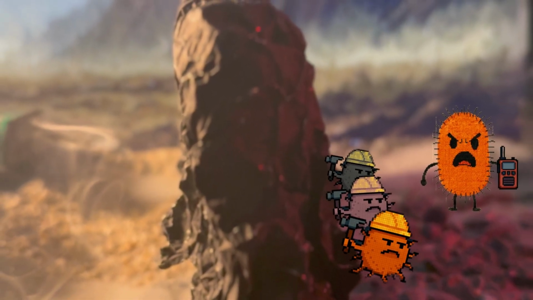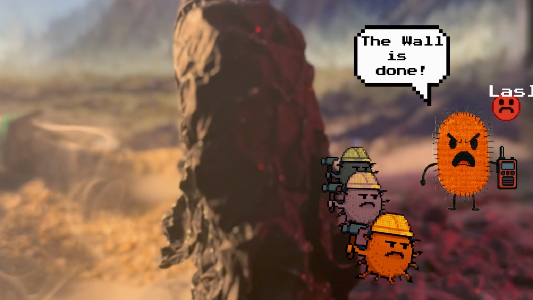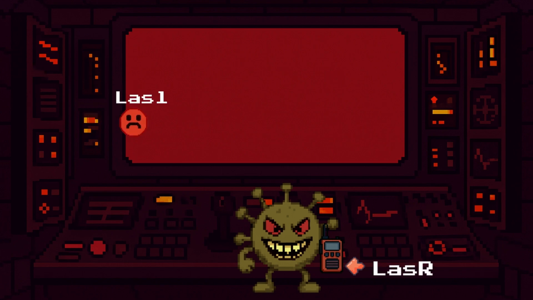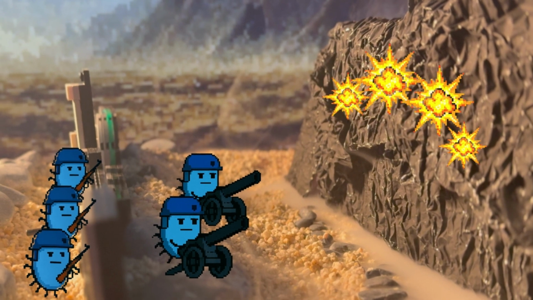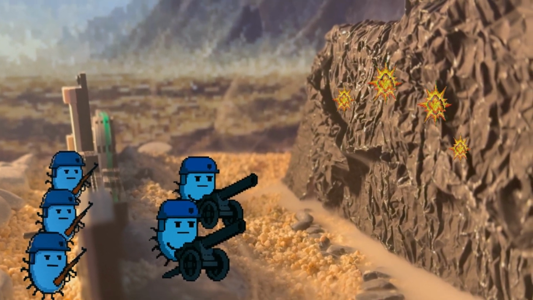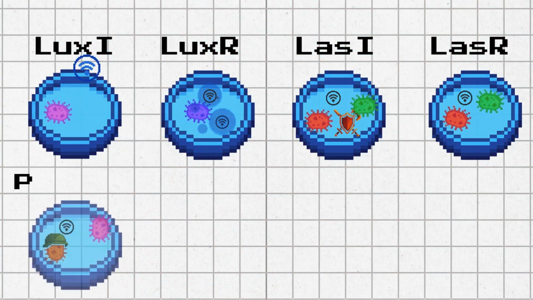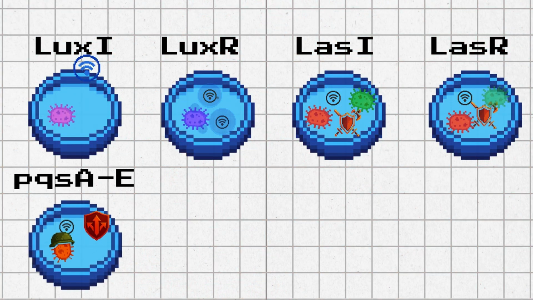It uses its communication channel, LasI, where they send the messages, and LasR receives them as if they were bacterial radios. The signal spreads. Construction advances. From the immunological city, the good bacteria fire cannons of antibiotics, but the wall is already too strong. PQSA is a secret group where bacteria decide together how they will carry out a coordinated attack.